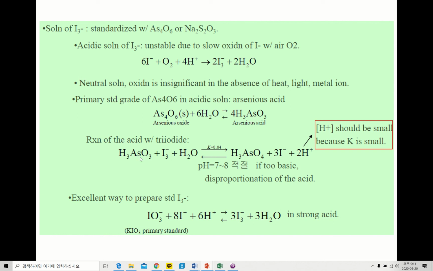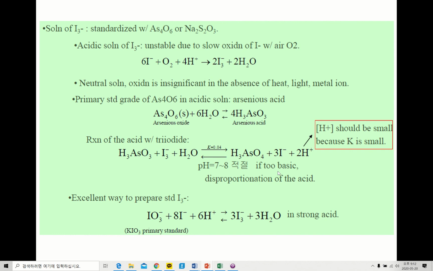This arsenic acid reacts with triiodide in water, and it gives this one. It is oxidized because it is now acting as a reducing agent. After reaction with triiodide, it becomes oxidized. Here the arsenic oxidation state is +3, but here its oxidation state is plus 5, so it is oxidized. This reaction quantitatively goes at pH 7 to 8.